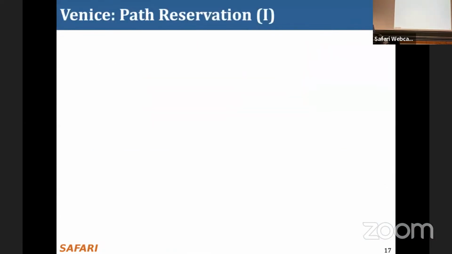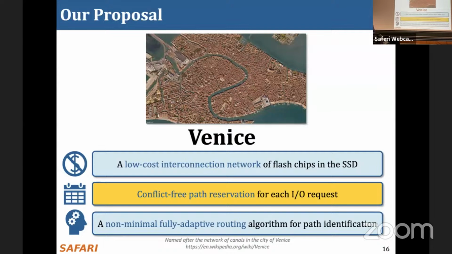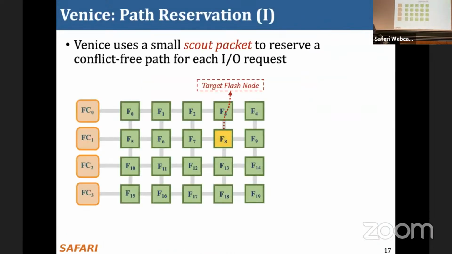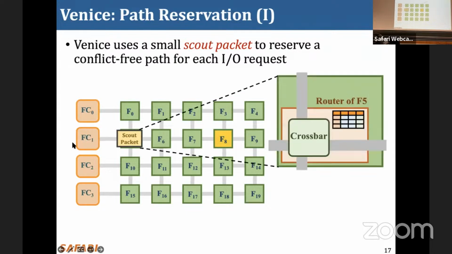Okay, so this is actually one of the interesting parts of this work, conflict-free path reservation. Once we want to create, we need to reserve a path, essentially, from the flash controller to the target flash node. Assuming we have a target flash node F8, we send a scout packet from the flash controller. Each scout packet, when it travels through the routers, tries to pass through the crossbar and reserve a path. Basically, that router notes that this scout packet traversed from this output. We need that because we want to reserve a path and reuse it.